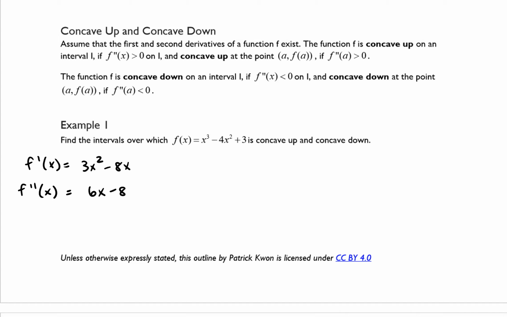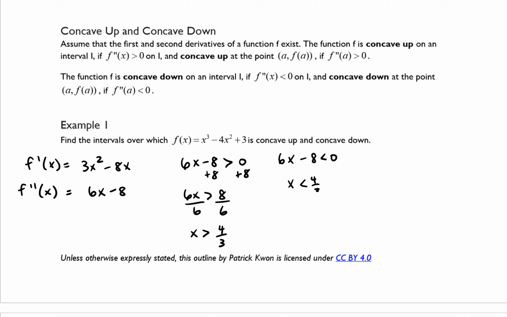And if we set that equal to 0, or actually, I'm going to create an inequality and see when this is greater than 0. If we solve this inequality, if I add 8 on both sides, then we get 6x is greater than 8, and divide by 6, we get x is greater than 4/3. And similarly, if we solve the inequality 6x minus 8 is less than 0, we would end up getting x is less than 4/3.